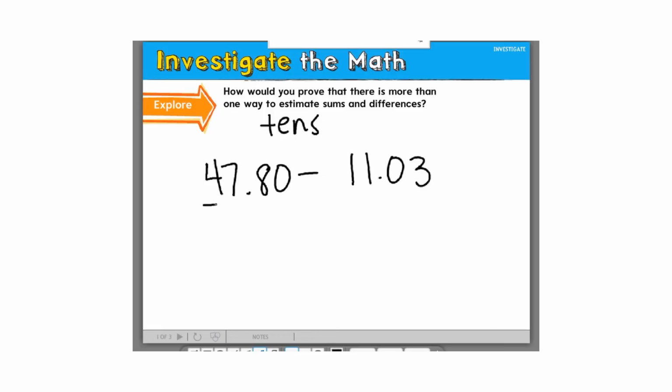So the tens place would be here and here. If I look to the right, remember I said you're not even really paying attention to these numbers. So I'm basically rounding 47, which would round up to 50.